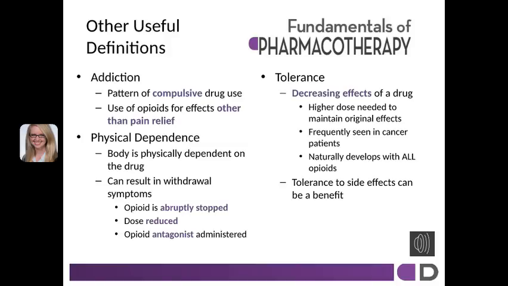Signs of withdrawal include tachycardia, sweating, body aches, nausea, vomiting, restlessness, and insomnia. Physical dependence can occur during normal use of opioids, but it is often associated with addiction or abuse of opioids. Finally, tolerance is the decrease of a drug's effect over time.